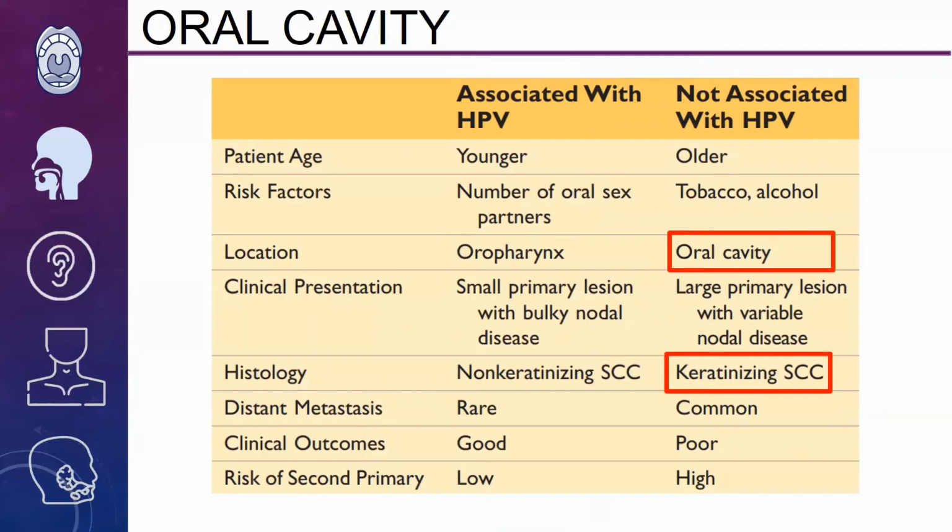SCC may arise anywhere in the head and neck region that is lined by stratified squamous epithelium. For the classic HPV-negative SCC, the favored locations are the ventral surface of the tongue, floor of the mouth, lower lip, soft palate, and gingiva. For the histology, HPV-negative SCCs are usually keratinizing and lead to poor clinical outcome.